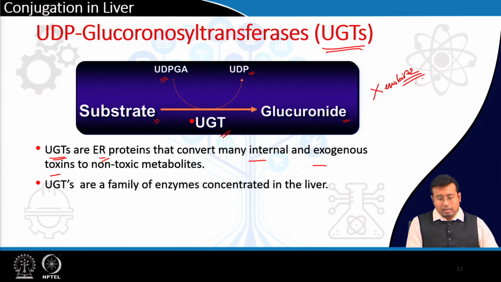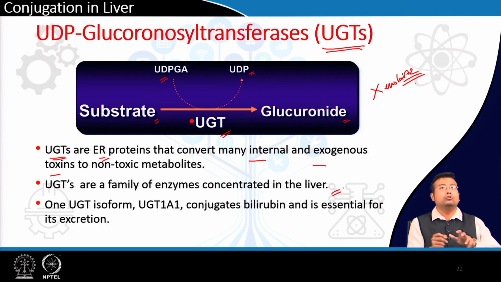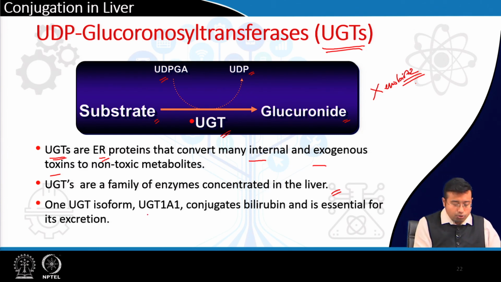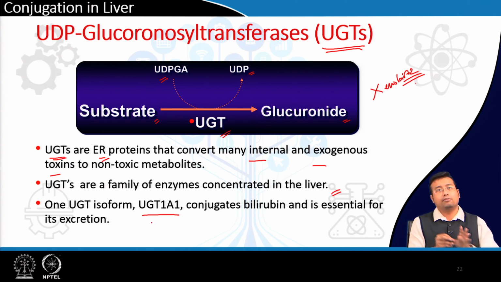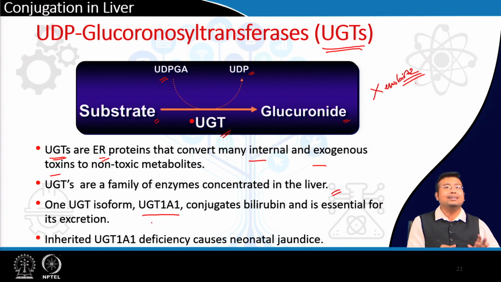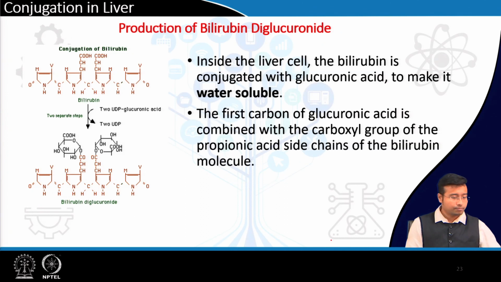They are a family of enzymes that are concentrated in the liver, and the enzyme isoform that specifically conjugates bilirubin is UGT1A1. Okay. It is essential for conjugation of bilirubin and its eventual excretion from the system, because I told you bilirubin is an excretory product, it needs to be thrown out of the system, right. And inherited UGT1A1 deficiency will cause neonatal jaundice, jaundice of the newborns.